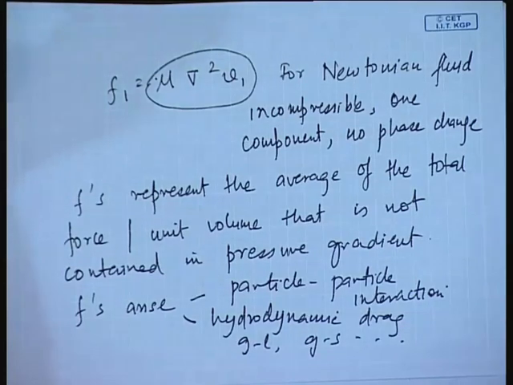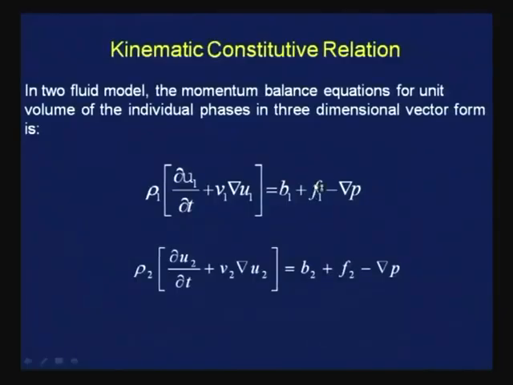One is interaction between the wall and the fluid, maybe interaction between wall and fluid 1, wall and fluid 2. Therefore, wall and fluid 1 should be included in this F1, wall and fluid 2 should be included here. It can be the hydrodynamic drag, that means fluid 1, fluid 2, that will also be included. Fluid 1 with respect to 2 will be included in F1, fluid 2 with respect to 1 will be included in F2.